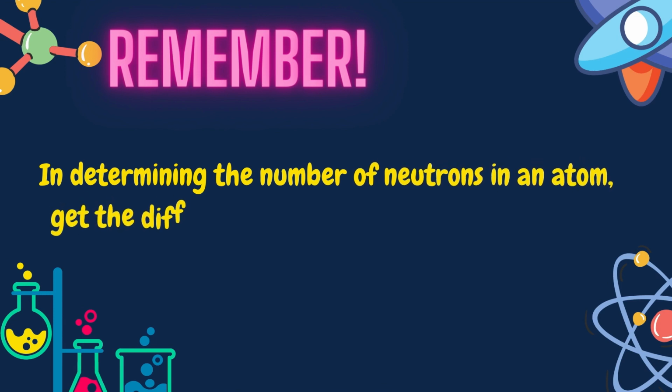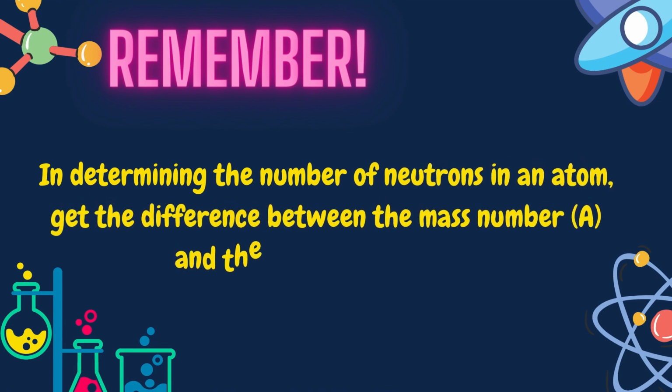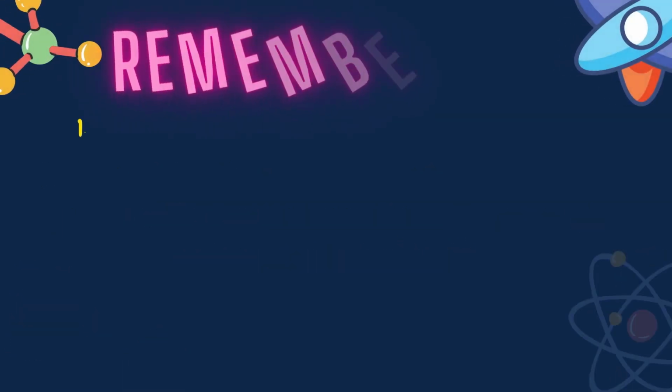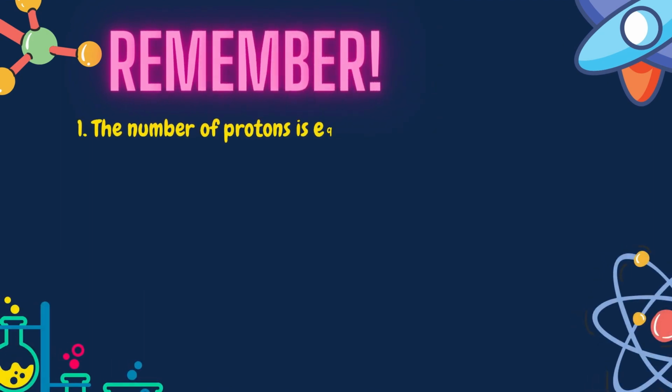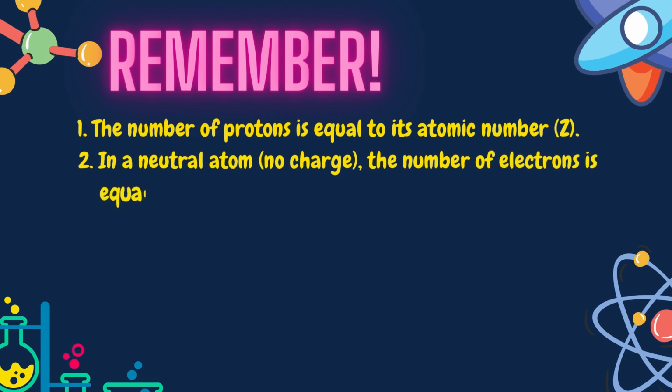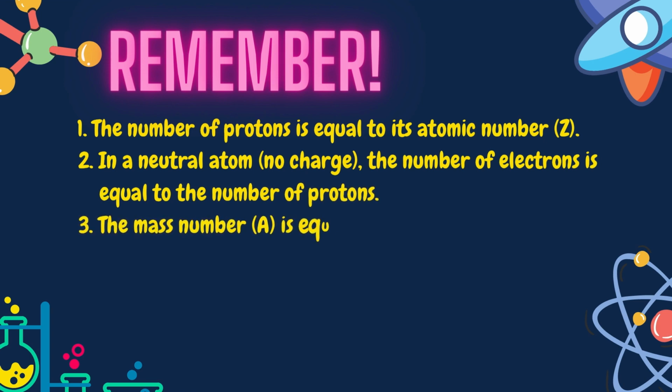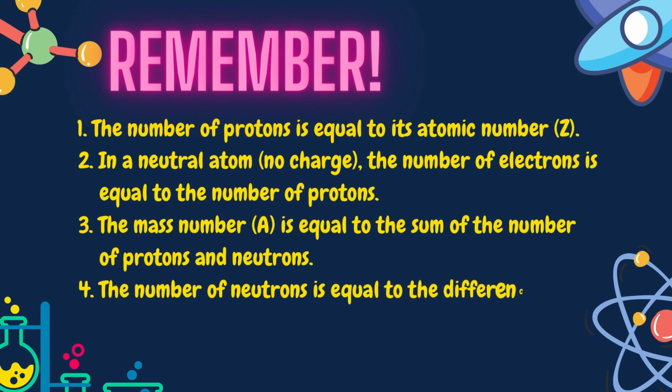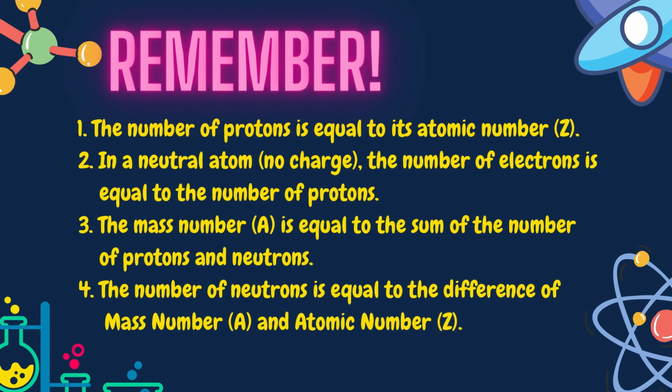Remember this. In determining the number of neutrons in an atom, get the difference between the mass number and the atomic number. In determining the number of protons, electrons, and neutrons, the following rules must be followed. The number of protons is equal to its atomic number. In a neutral atom, the number of electrons is equal to the number of protons. The mass number is equal to the number of protons and neutrons. The number of neutrons is equal to the difference of mass number and the atomic number.